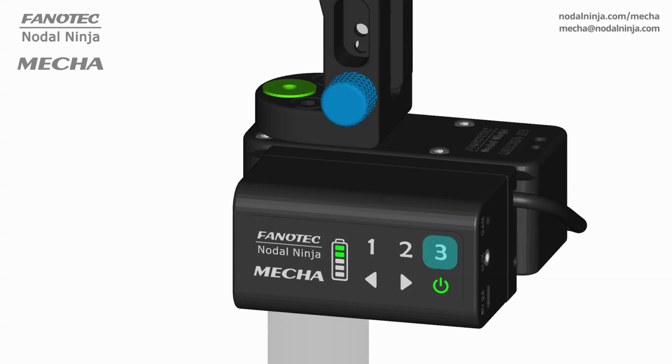To enable Wi-Fi, enter the code 3123, then press the left arrow button. This code connects MECHA to the last Wi-Fi network if it is detected by MECHA.